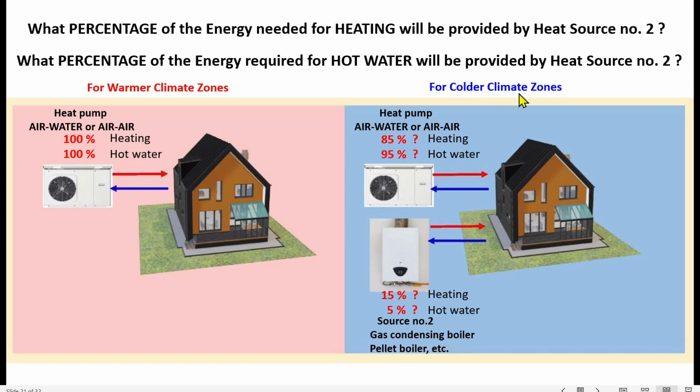For colder climate zones, the situation is different. Let's say we have a situation where the heat pump, air-to-water or air-to-air, ensures 85% for heating and 95% for hot water. That means that the difference, 15% for heating and 5% for hot water, will be assured by source number 2, for example a gas condensing boiler, pellet boiler, etc.